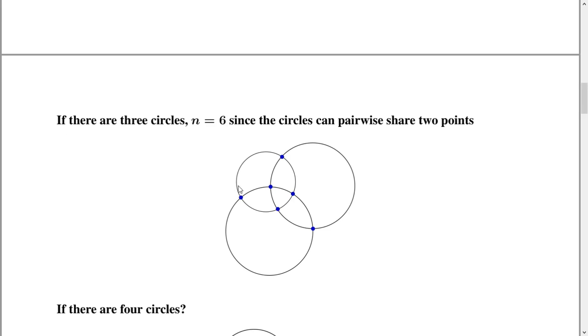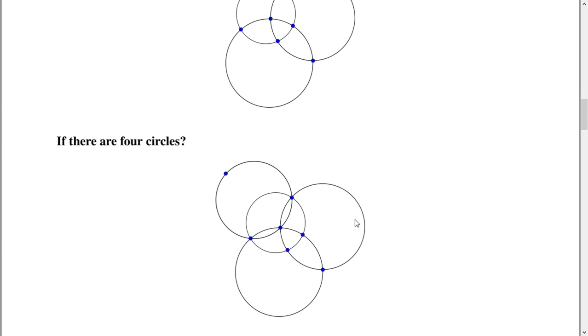How about 3 circles? Now each pair of circles can share 2 points. And you will get 4 points on each circle. So here the minimum number needed is 6. How about 4 circles?